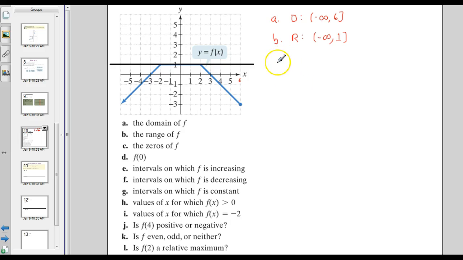Okay, the zeros. The zeros of a graph are the x-intercepts. This is another way to say x-intercept. So this is a zero, and this is a zero. So x equals negative 3 and x equals positive 3 are our zeros.